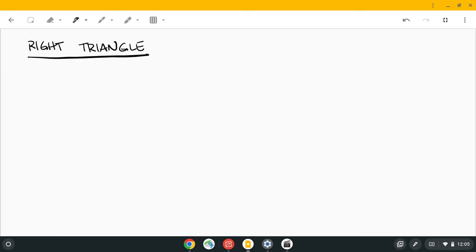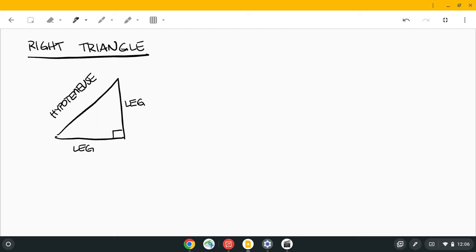Okay, so let me draw a right triangle here. We usually have the little box here. If you remember, the hypotenuse is always the side that's across from the 90 degrees. Let me write that down: hypotenuse. And then we call these guys legs. Leg 1, leg 2, leg 1, leg 2. It doesn't matter which one is 1 or 2.